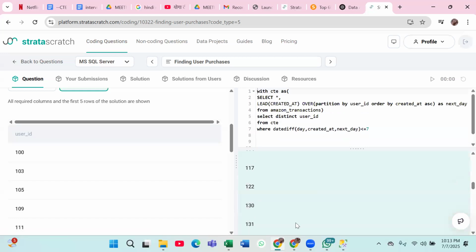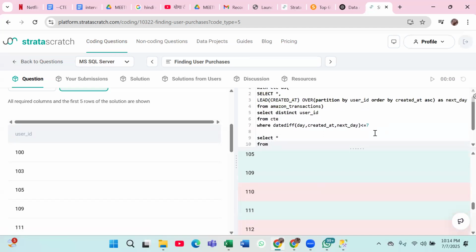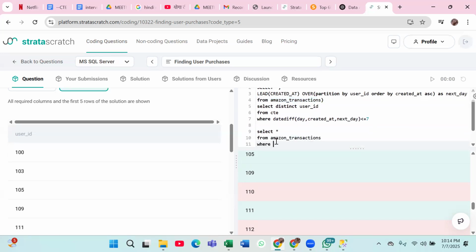So this is the official solution. Our solution is getting 110 also. So let's check. How can we check that? I'll select everything from my table. Sometimes your starter scratch can be wrong too, so you should always check it also. I'll write: from Amazon transaction where my user ID equals 110.